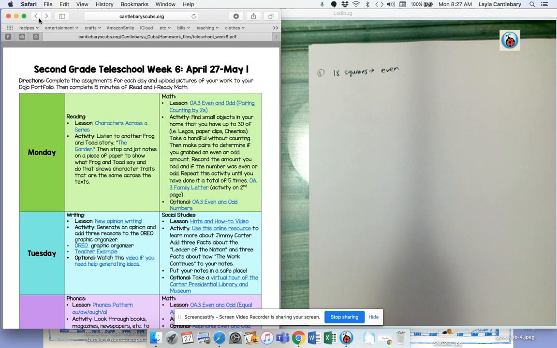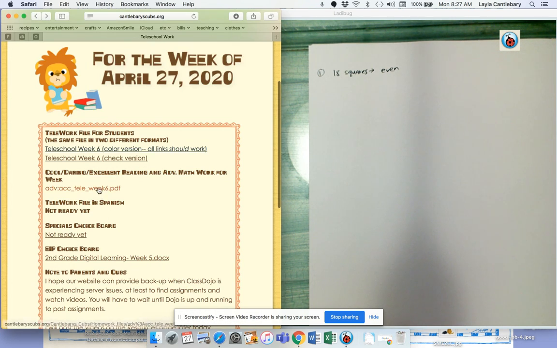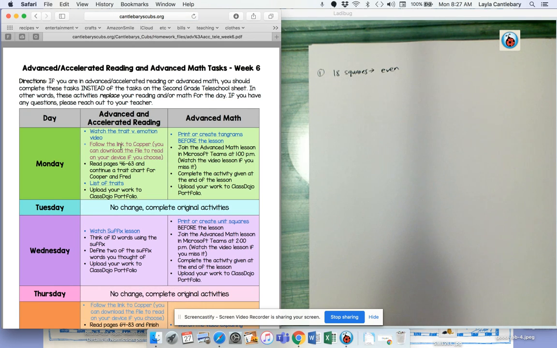That's math, second grade math. So now I'm going to go back and look at Advanced Accelerated for this week. Advanced and Accelerated are really just continuing the work they started last week. So you're getting out that character trait chart.